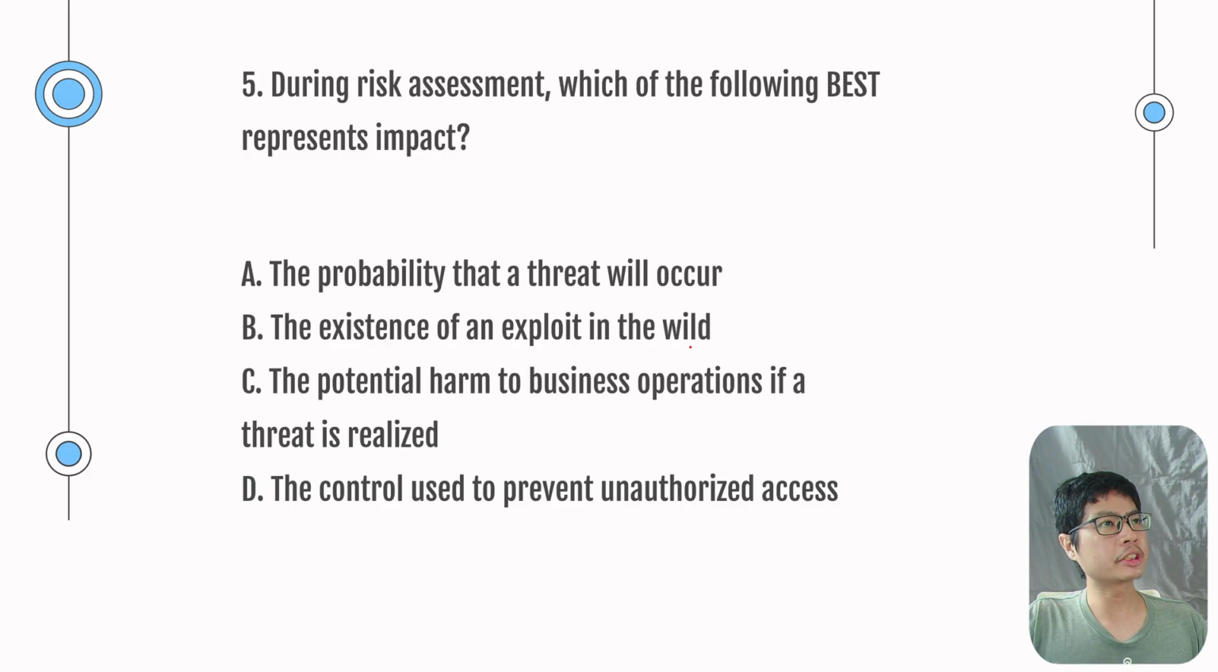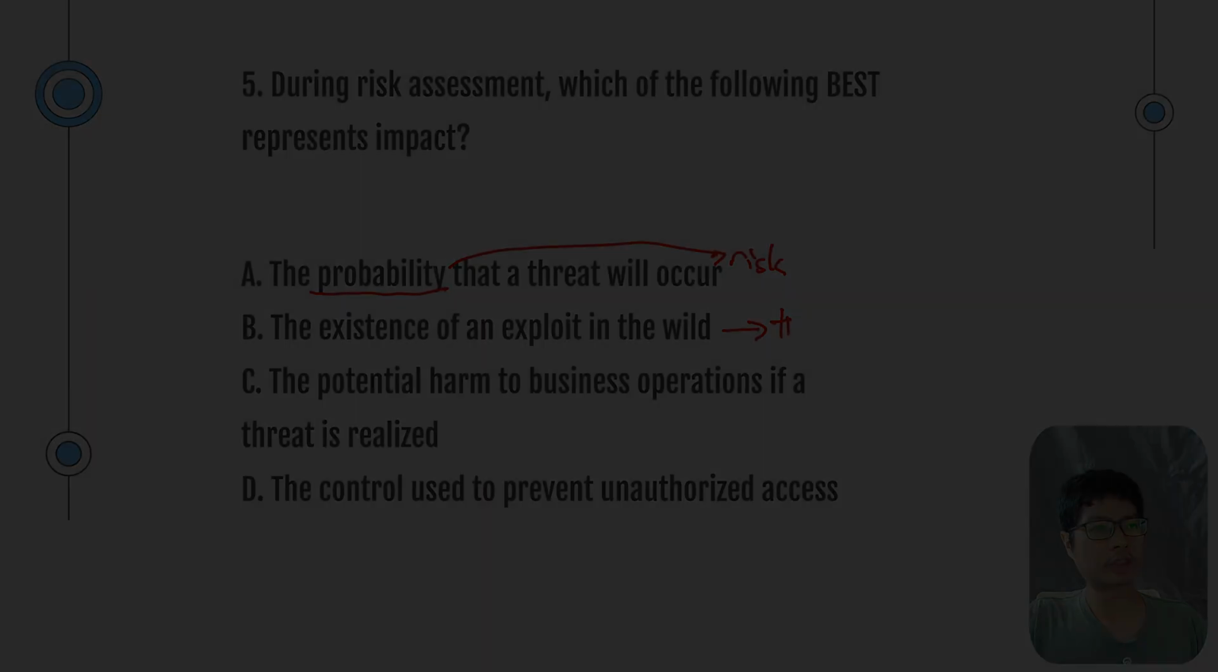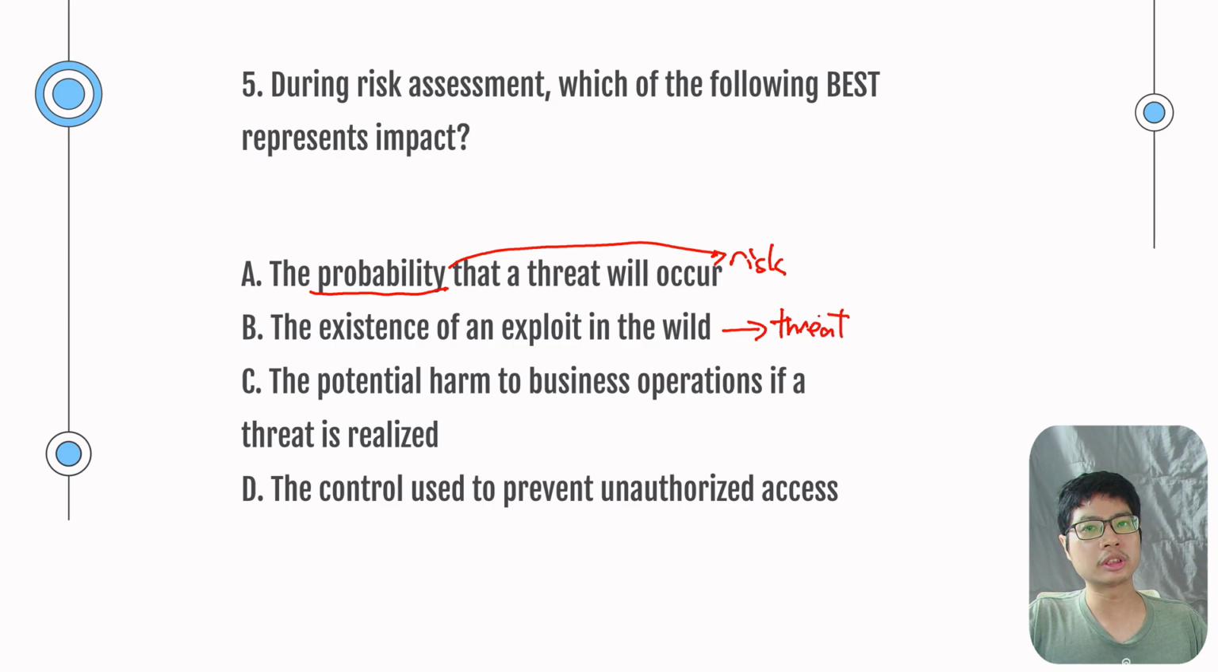Question 5. During risk assessment, which of the following best represents impact? The probability that a threat will occur. So when we see the keyword probability, this is always pointing towards risk. The existence of an exploit in the wild. I would say this would be the threat, since without the exploit, the threat wouldn't exist. If ransomware wasn't invented, then there would be no one who could deploy ransomware.